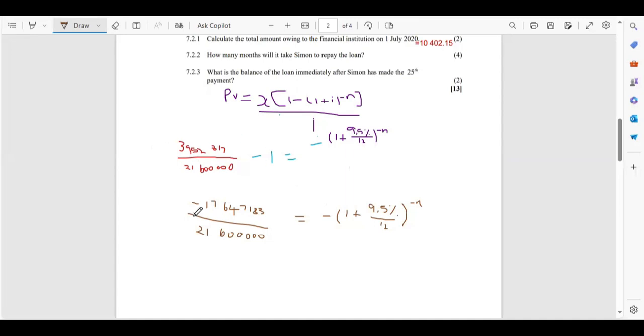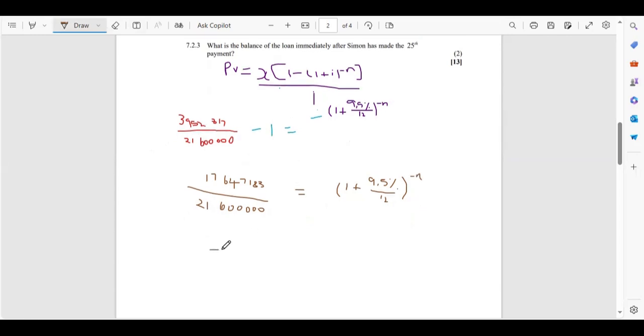When I punch this into my calculator, I get -17,647,183, all divided by 21,600,000. Because on both sides I have negatives, these negatives can cancel out one another, so that both sides can now be positive. All right. So these negatives cancel out one another. Now, what is the next step from here? My next step is to solve for my n.